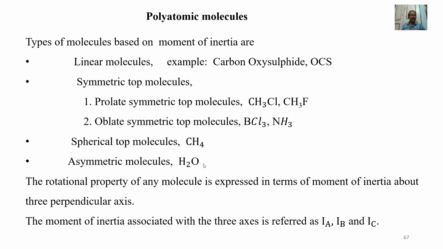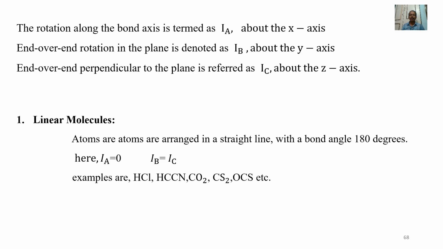The rotational property of any molecule is expressed in terms of moment of inertia about 3 perpendicular axes. The moments of inertia associated with the 3 axes are referred to as IA, IB, and IC. The rotation along the bond axis is termed IA, about the x-axis. End over end rotation in the plane is denoted as IB, and this is about the y-axis. End over end perpendicular to the plane is referred to as IC. This is rotation about the z-axis.